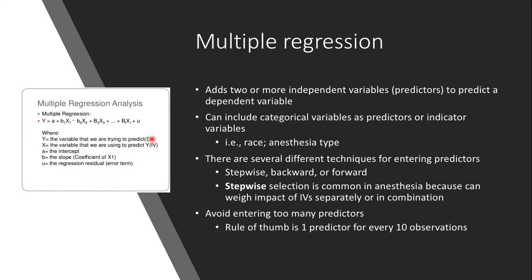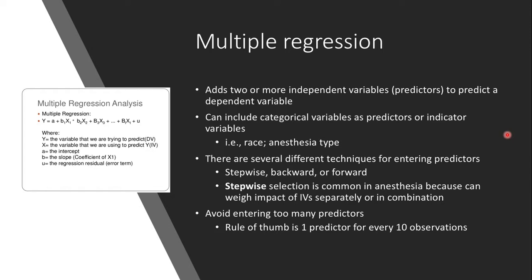Y is our dependent variable. The X's are the number of predictors or independent variables. A is that intercept on the y-axis when X is 0. So, for example, a nice thing with multiple regression is you can include categorical variables into the mix as predictors. And so maybe we want to see if there's differences in pain scores by anesthesia type, or by gender, or by race.